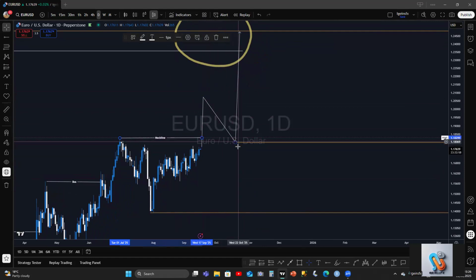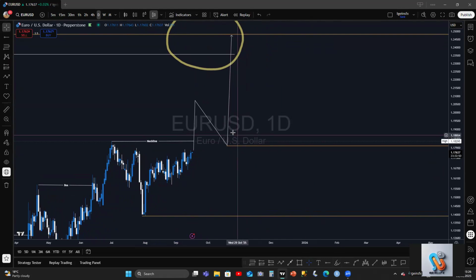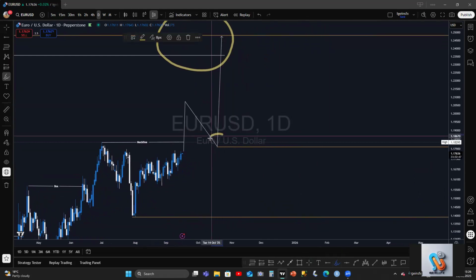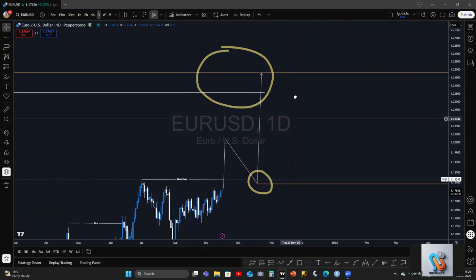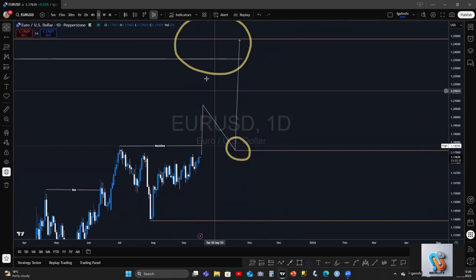Once there's a pullback, it will create a support. Once that support is created, we can now enter. Once the pullback is finished, we can now enter to join the push to the upside. Remember, once this push to the upside is exhausted, then we can take our fib and measure from here to the top. All right, this swing low to the swing high.